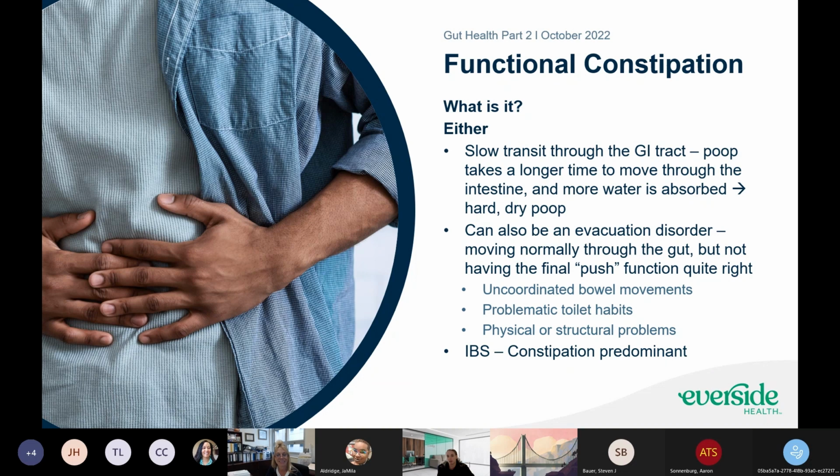It can be an evacuation disorder. Sometimes the muscles that help your gut contract to move things down might not be working quite right, so you might not have that good final push to help coordinate those bowel movements, which can be from uncoordinated bowel movements itself, if you've practiced holding it too much or have problems with toileting habits. Or it could be a physical or structural problem. So again, good to get it checked out if you've had issues, just to rule out anything more serious. Or it could be IBS, a constipation-predominant IBS, which we're going to talk about a little bit later.